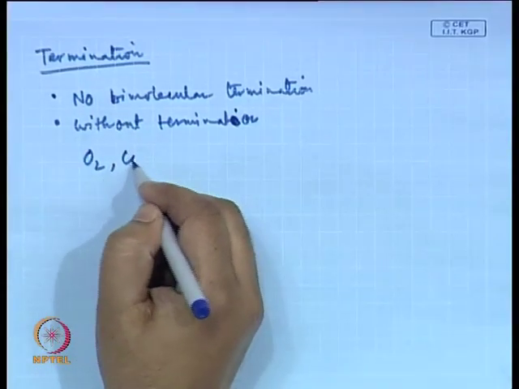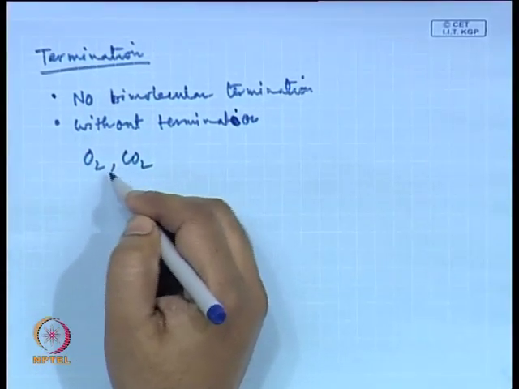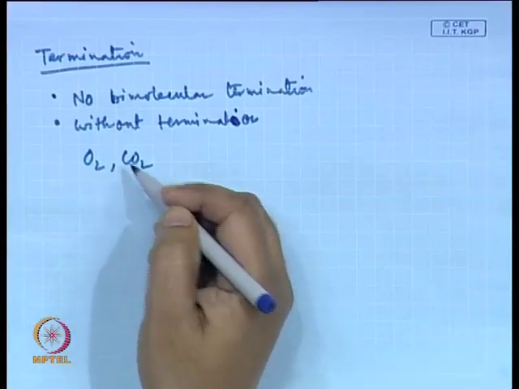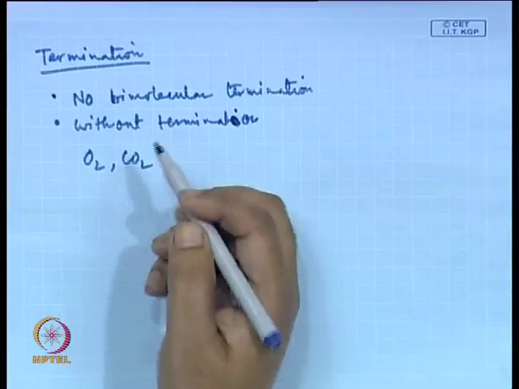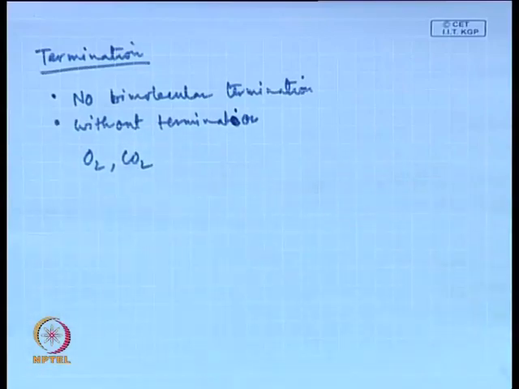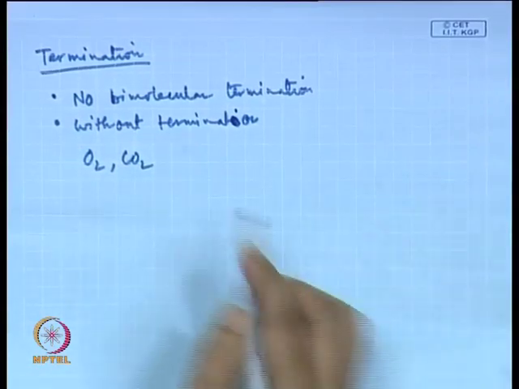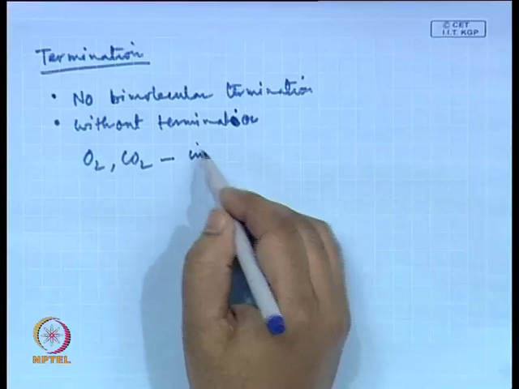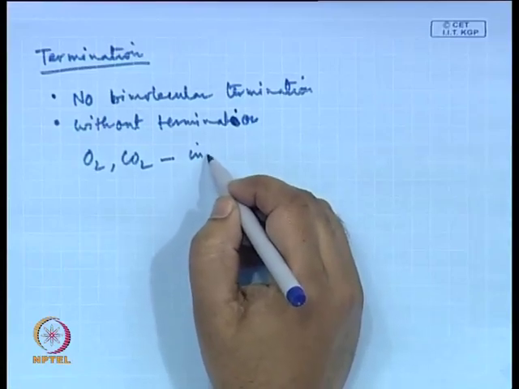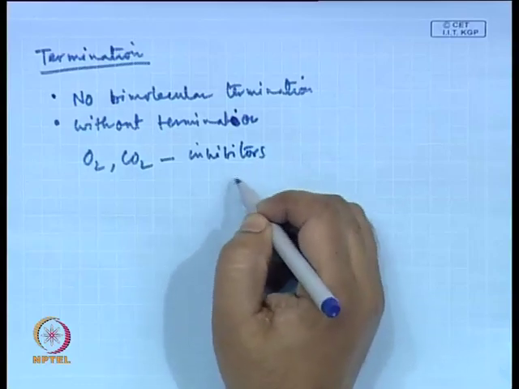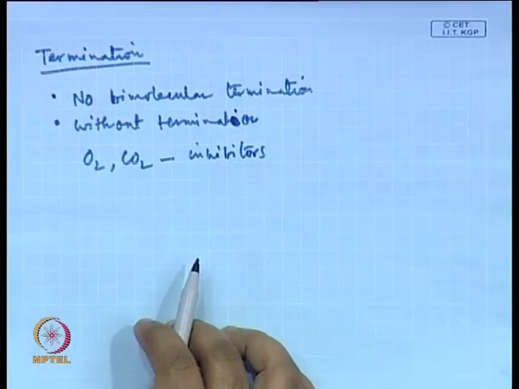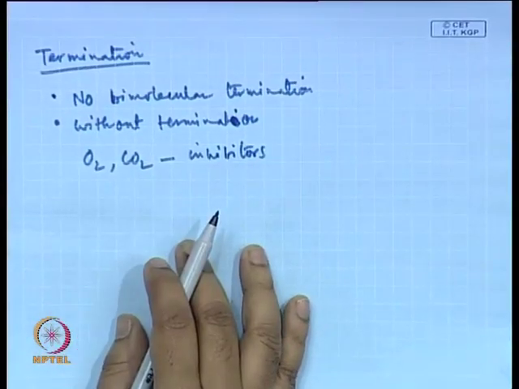Things like O2 and CO2 actually inhibit the anionic chain polymerization by forming peroxy or carboxyl anions, which are very weak nucleophiles which cannot reinitiate a new anionic chain. So, these are inhibitors. Extreme care should be taken to remove these O2, CO2 type impurities.